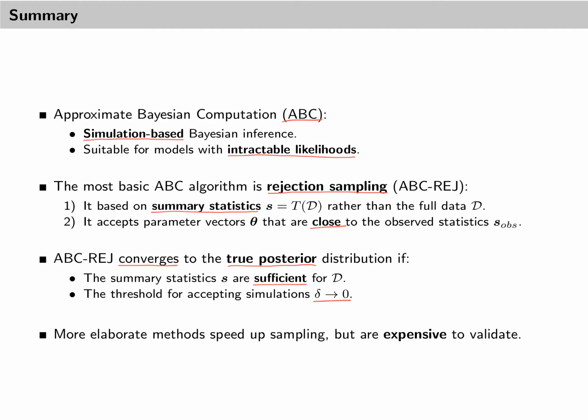Today, I have only introduced to you the most simple of all ABC algorithms, the ABC rejection sampling algorithm. Of course, much more elaborate methods do exist, and they are generally designed to speed up the sampling process. That means they usually allow for a smaller delta without actually blowing up the computational costs. However, usually they are actually quite expensive to validate. And while we don't discuss this here, validation is something crucial to all ABC inferences. The reason is simple. ABC inferences make approximations. And without validation, we don't know to what degree those approximations distort our inference.